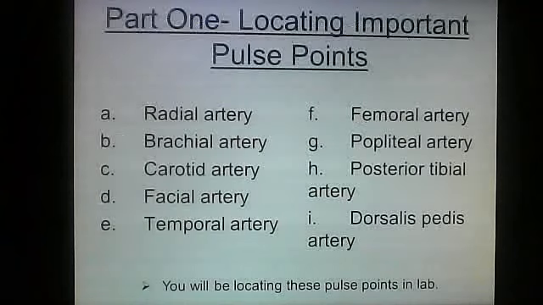Part 1, Locating Important Pulse Points. These are the 10 pulse points and arteries that you will be locating with your partner. The radial artery, brachial artery, carotid artery, facial artery, temporal artery, femoral artery, popliteal artery, posterior tibial artery, and dorsalis pedis artery.